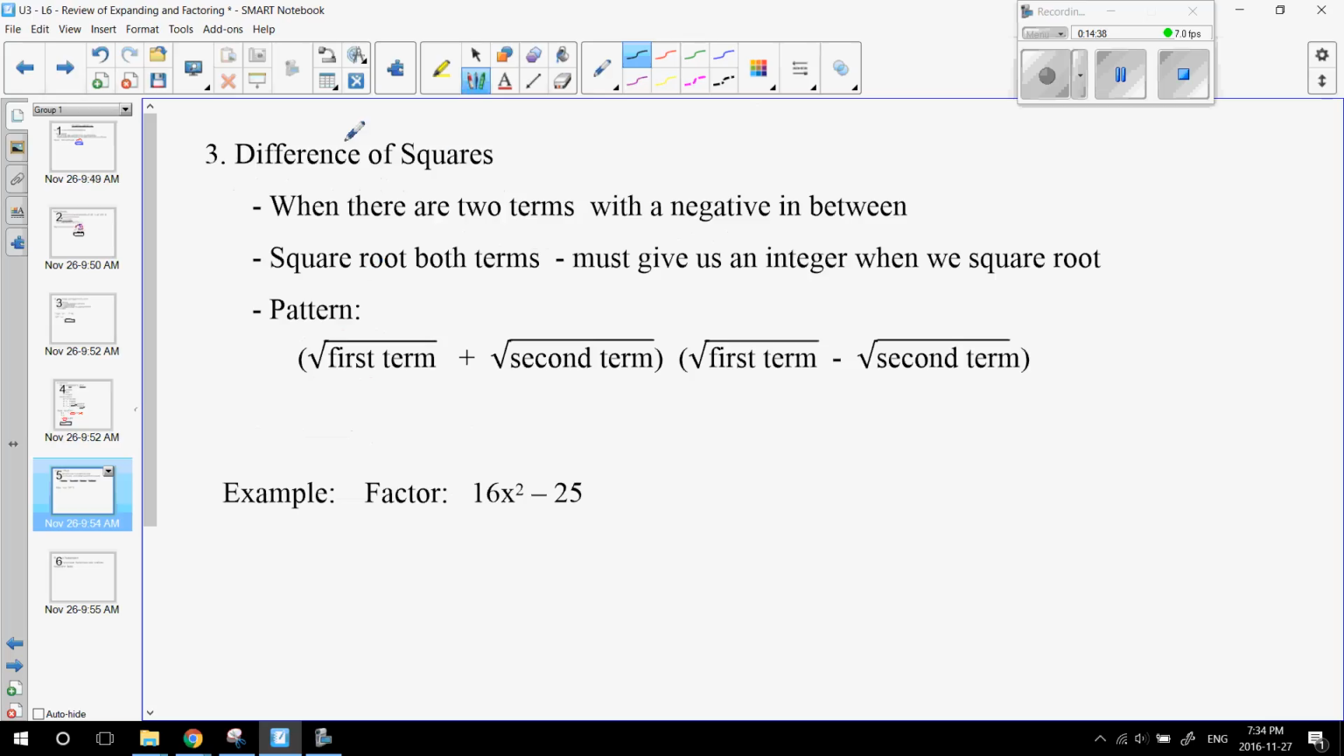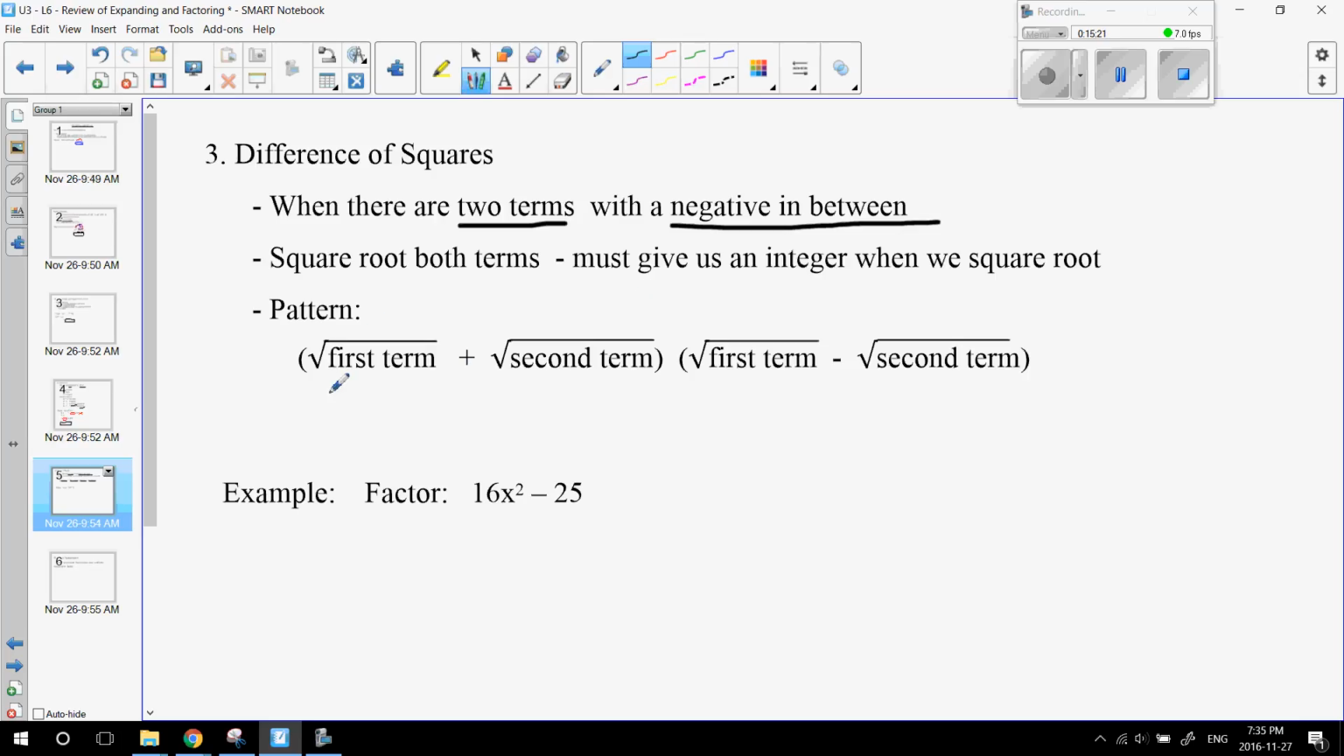The last type of factoring that we looked at was difference of squares factoring. This is when we have two terms, only ever when we have two terms. And the other key feature is that we have to have a negative in between those two terms. If we don't have a negative in between those two terms and there's nothing we can common factor out, then there's no way that we can factor it, and we say not able to factor, and we list why we're unable to factor that. The other piece of difference of squares is that we square root both terms that were given. When we square root both terms, they must give us an integer when we square root. If they don't, then again, we can't use our difference of squares.